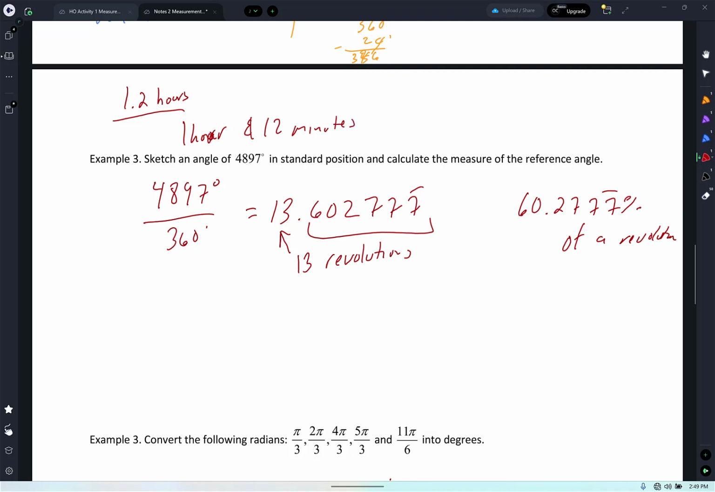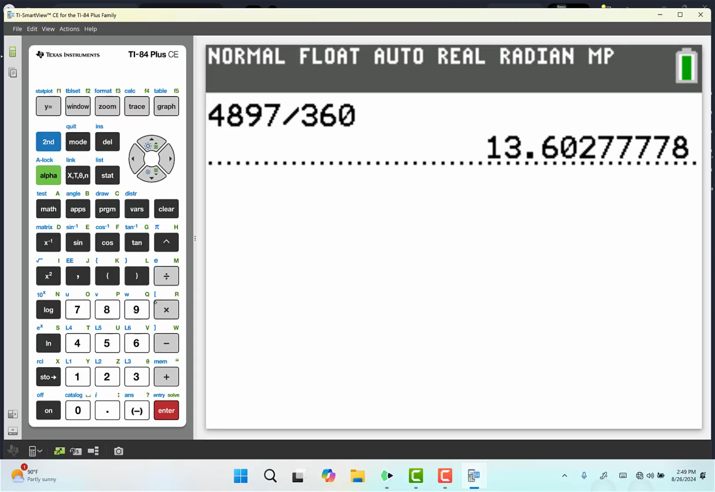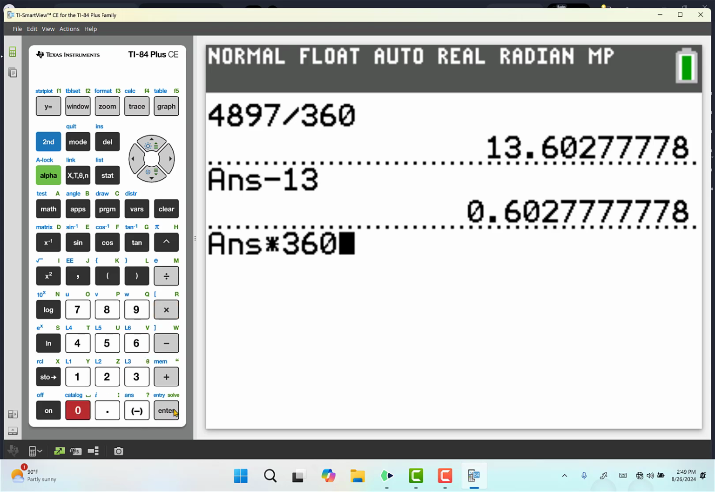Why am I talking about 1.2 hours? It's the same, it's arithmetic, guys. That 0.602 is 60.27% of a revolution. So if I want to know how many degrees I'm at, you just take your calculator, and by the way, I want it perfect. So I'm going to subtract 13. Now I have this number here, and I can go times 360. And look, it's going to be a perfect 217. See?